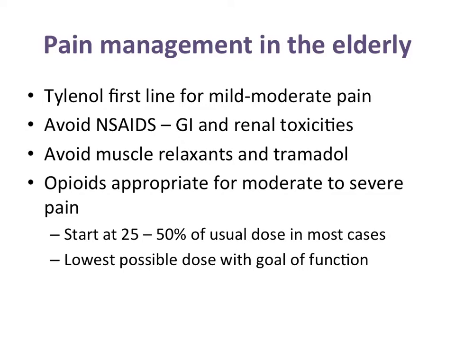Acetaminophen is first line in older as well as younger patients for mild to moderate pain. We should avoid NSAIDs in the elderly because of GI and renal toxicities. I avoid muscle relaxants and tramadol because of delirium risk and low efficacy at tolerated doses. Opioids are appropriate for the elderly for moderate to severe acute pain in the short term, with the goal being improved function rather than completely eradicating the pain. I start at 25 to 50% of the usual dose in most cases, something like 2.5 milligrams of oxycodone.